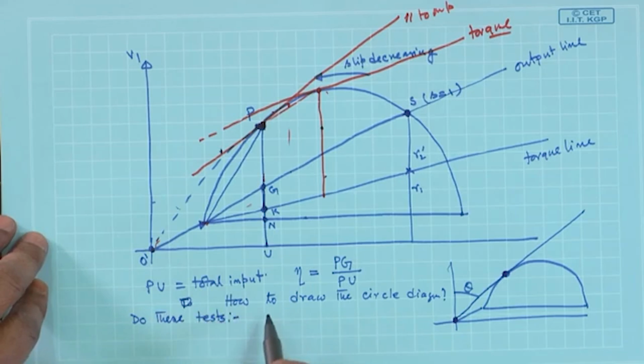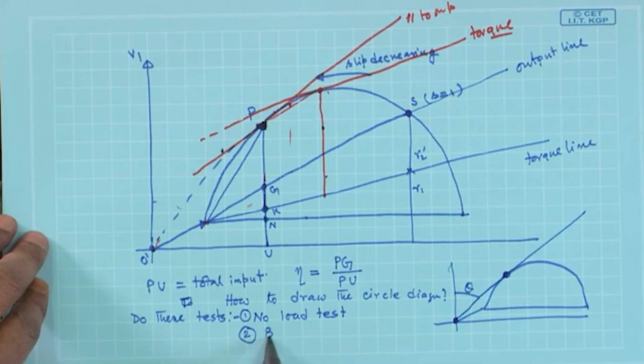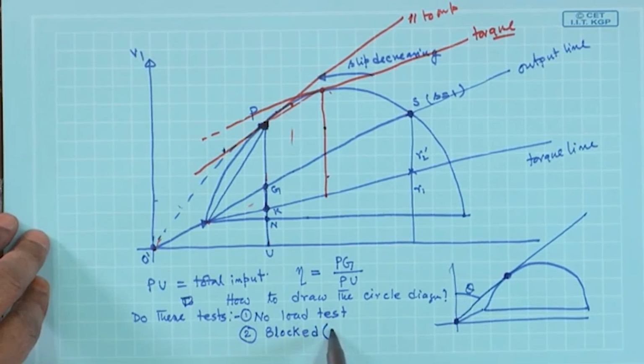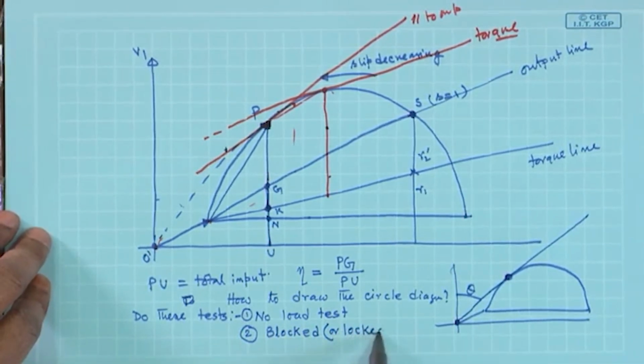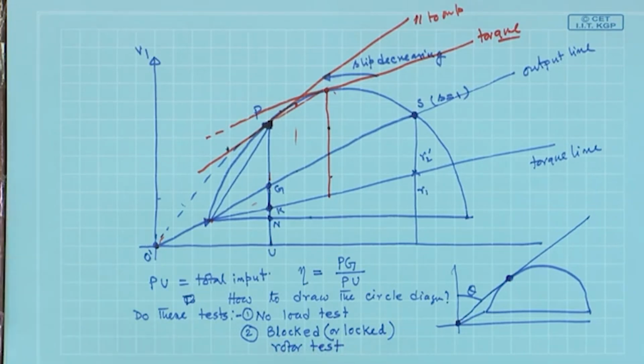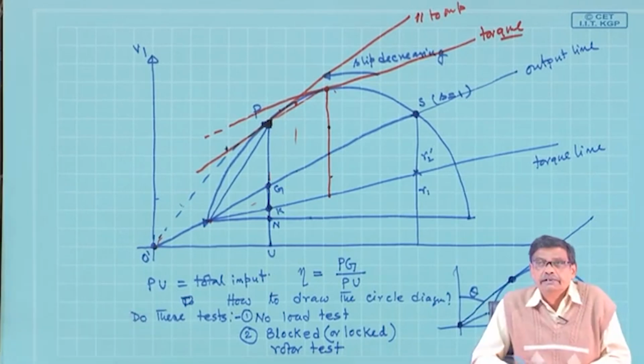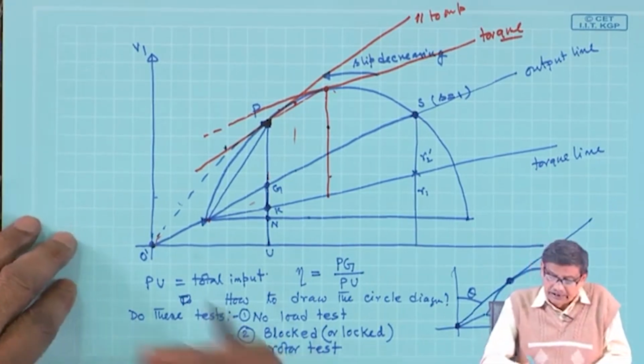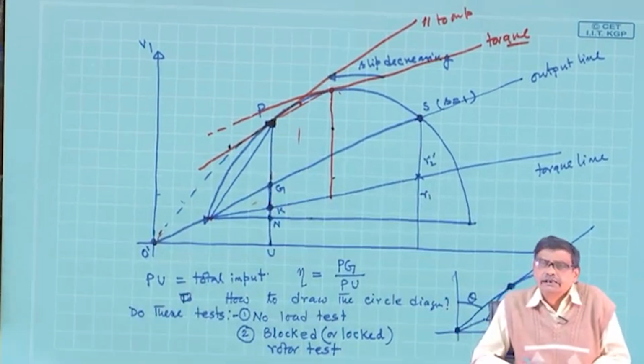One is called no load test, and the other is called blocked rotor test. Blocked, or some people call it locked, same thing, locked rotor test. And I will show you in the next class how from the readings of those tests the circle diagram can very easily be drawn to scale. Thank you.